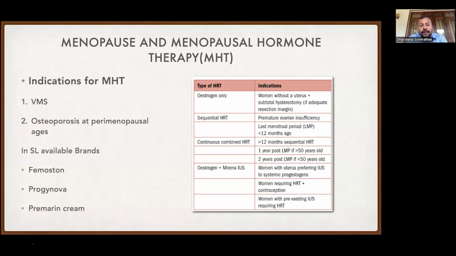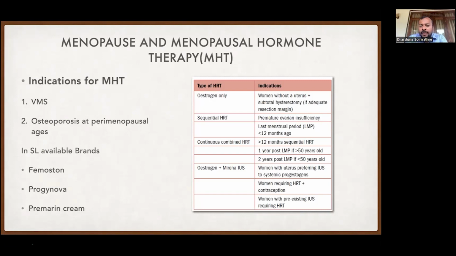According to the available market, we have only a few things available. We call them Femestone, Progynova, and the Primarine cream. Femestone also has various preparations. Femestone mono has only the estrogen. And then Femestone 2/10 has estradiol valerate 1 milligram and cyproterone, the progesterone, 10 milligram, and Progynova has only the estrogen preparations.